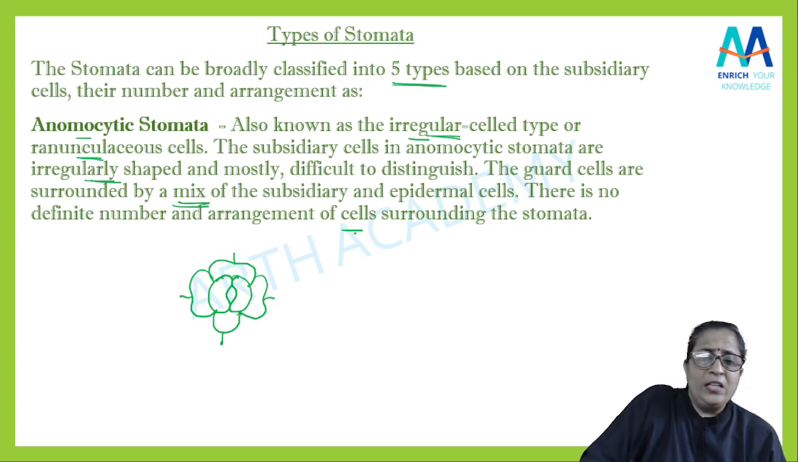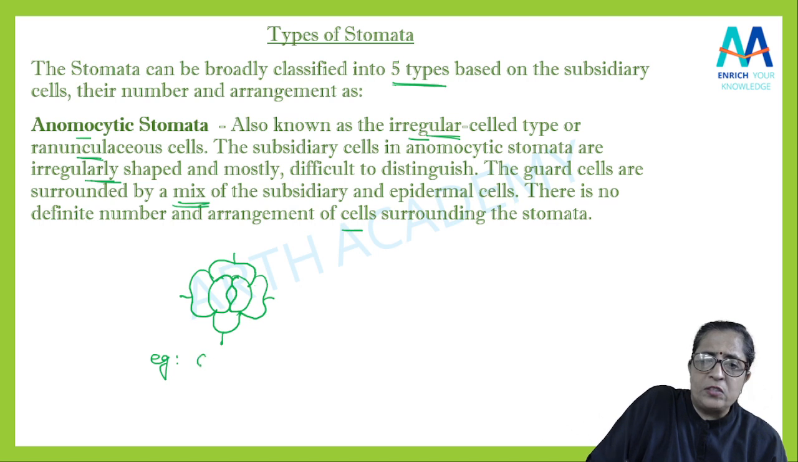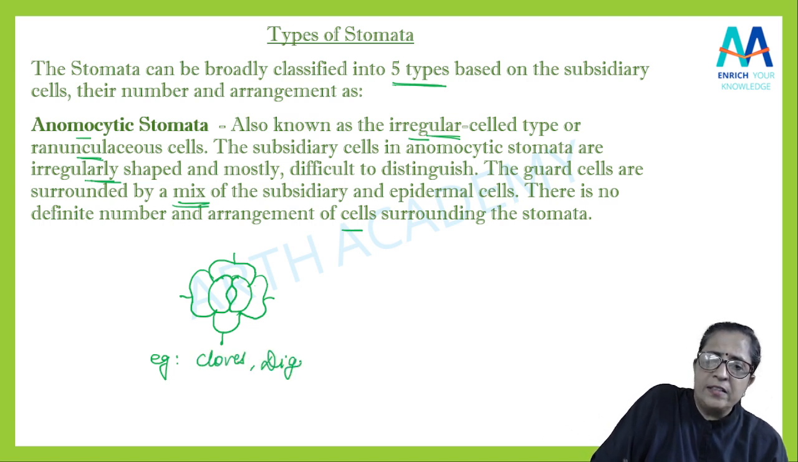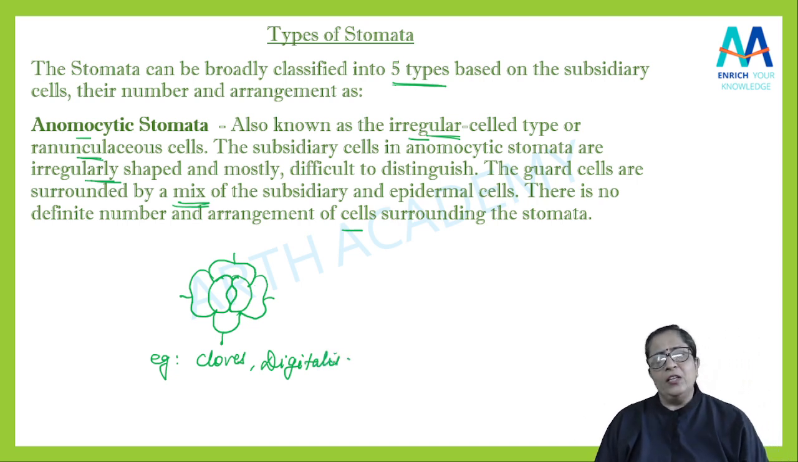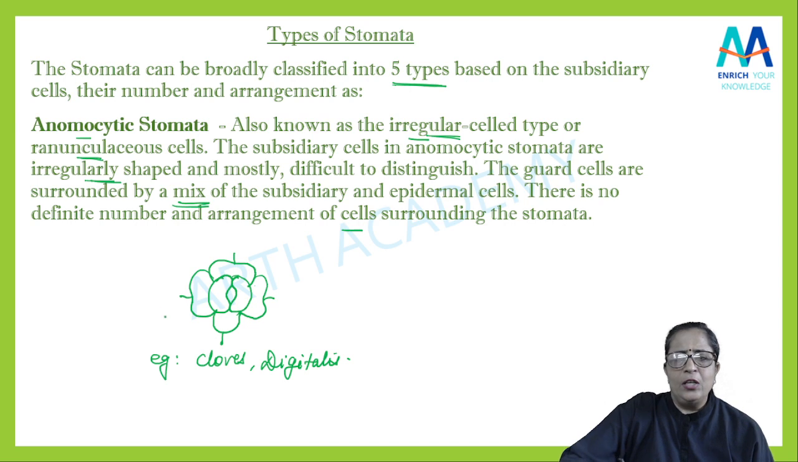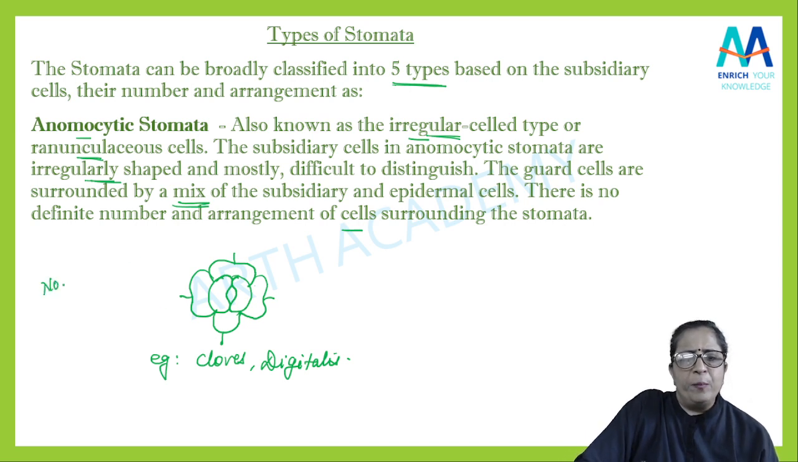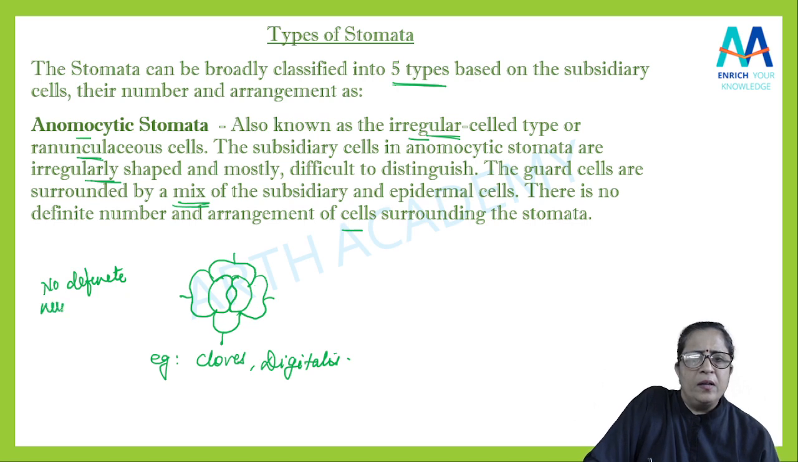Got it? So such type of stomata, we can find in cloves. You can find it in digitalis. Yes, so they are called anomocytic stomata. Got it, students? So no definite number and arrangement.